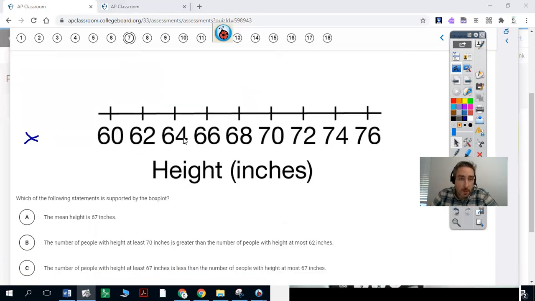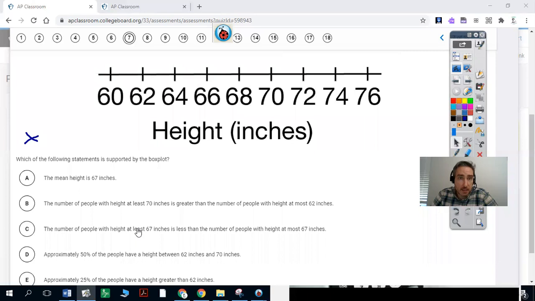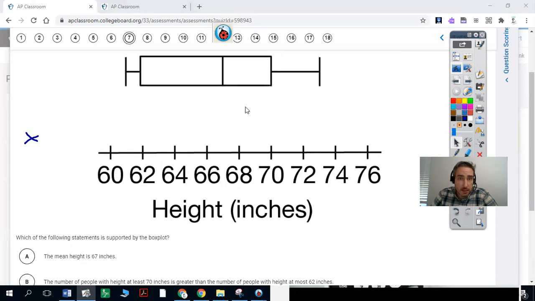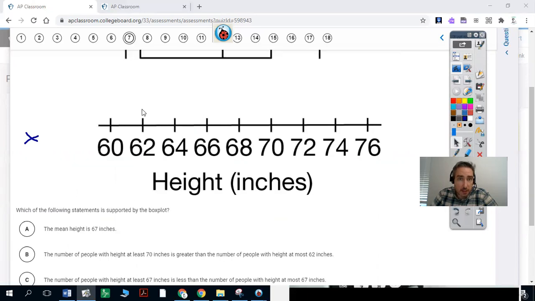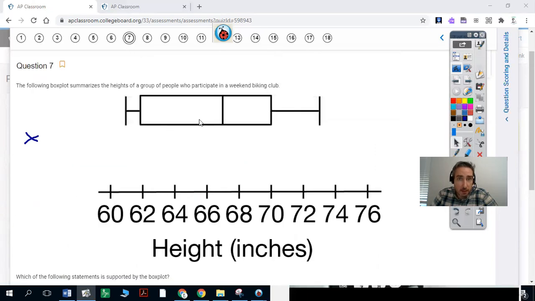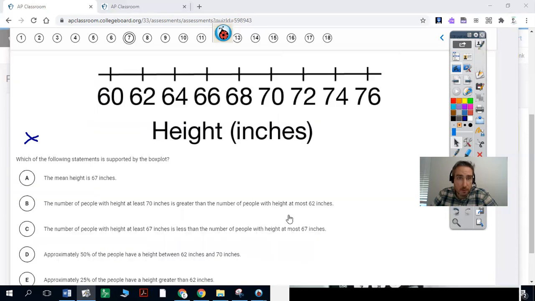So that's not true. The number of people with height at least 67 inches is less than the number of people with height at most 67 inches. So 67 inches is the median. That means half of them are going to be here and half are going to be there. That's equal. Approximately 50% of the people have a height between 62 and 70 inches. 62 and 70, that middle 50%. Quartile 1 to median, that's 25%. Here's another 25%. That's half the people.